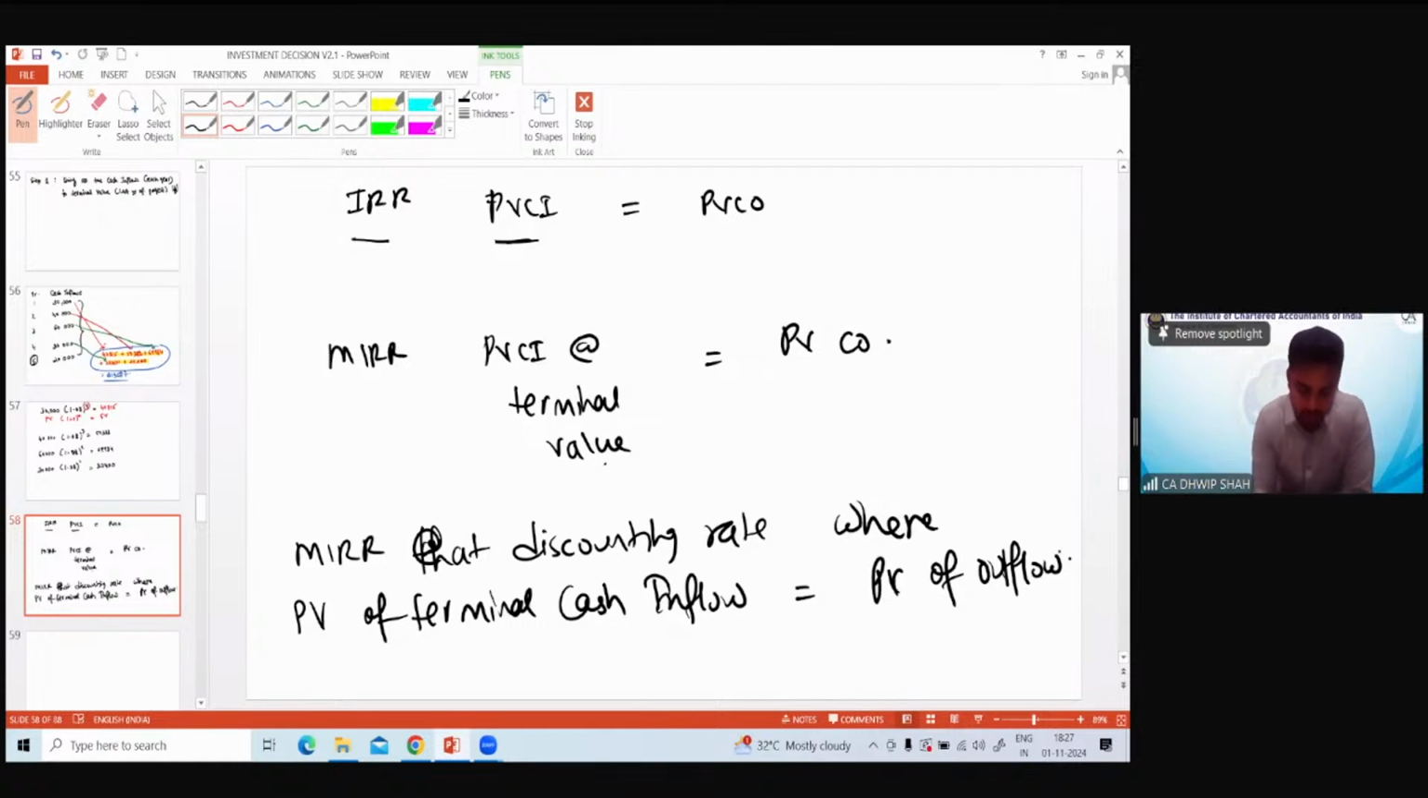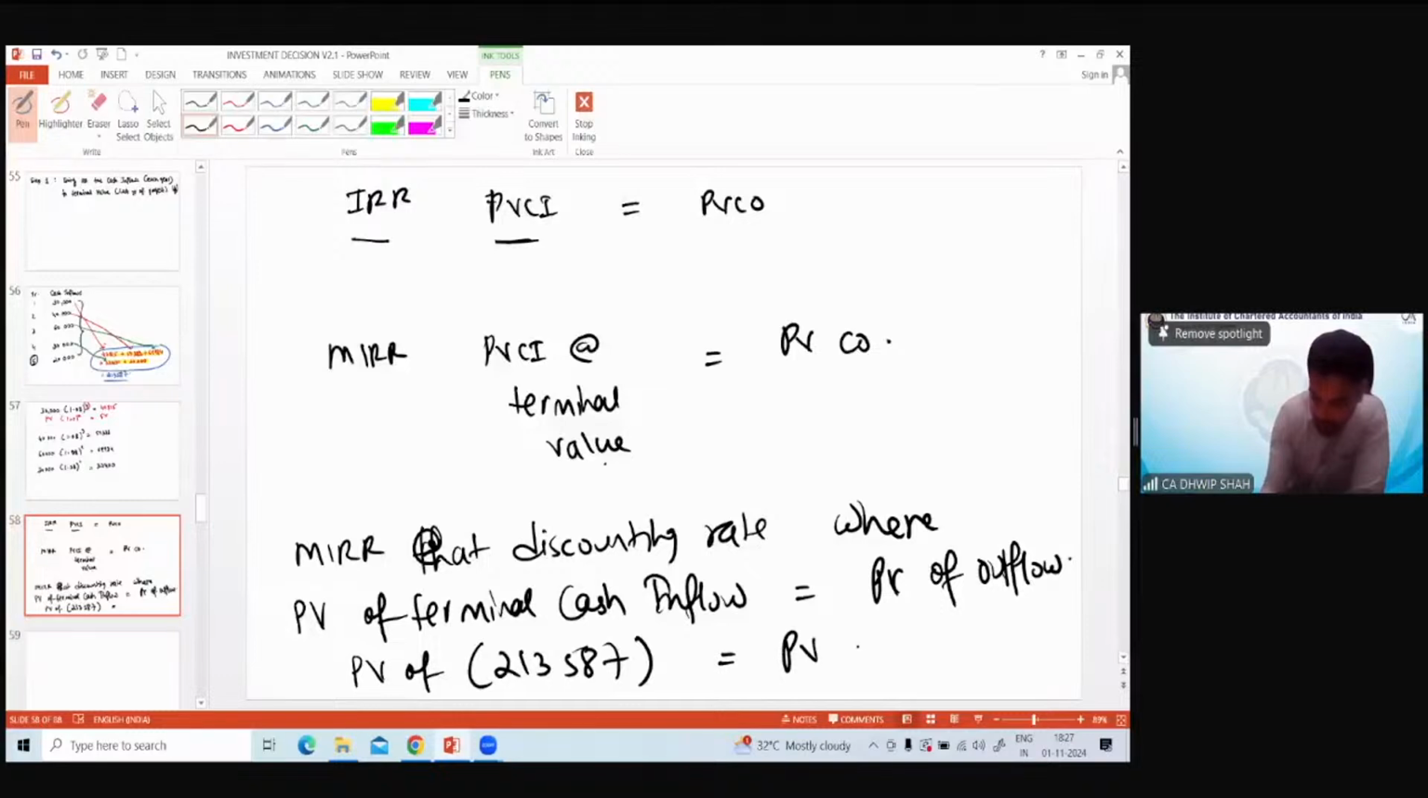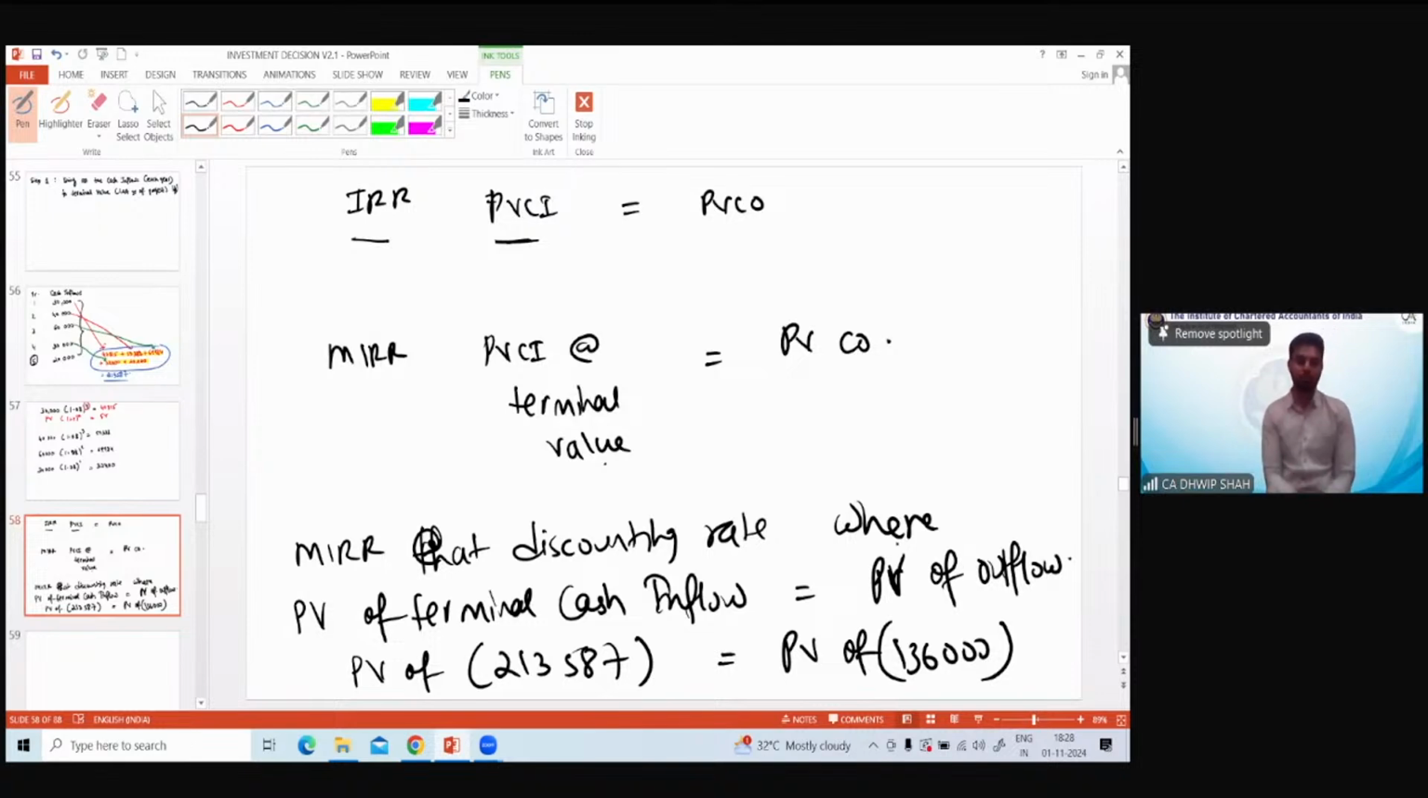So can I say terminal cash inflow here? Present value of terminal cash inflow is 213,587, equal to present value of 136. MIRR is that discounting rate which equates the present value of terminal cash inflow with present value of outflow. Are you getting this? Understanding?